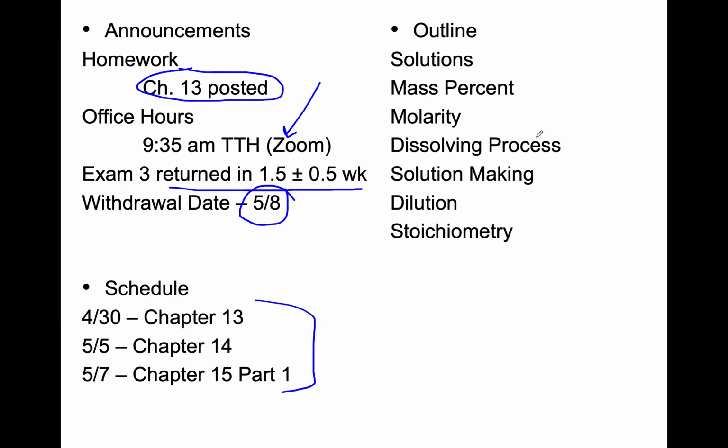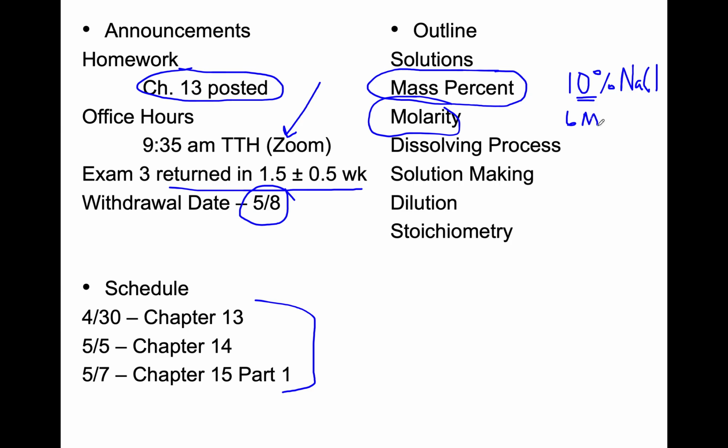You're going to see some familiar terms in this chapter. Mass percent. You may recall that in one of the earlier labs we did a graph and we did percents: 10% sodium chloride, 20% sodium chloride. That was mass percent. You've also seen this when we've used acid, 6 capital M HCl. That's referring to molar, or the molarity of the acid.